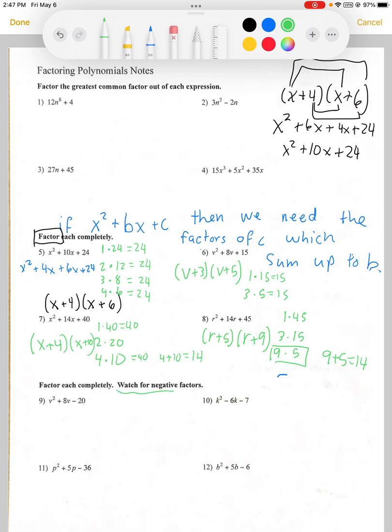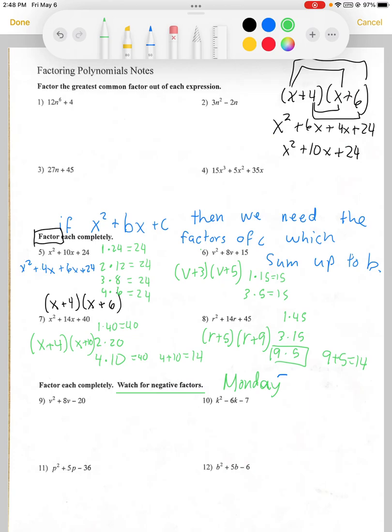Now, the ones down here at the bottom are basically the same. This is Monday's lesson. The only difference is now we have some negative numbers in play. v squared plus 8v minus 20. So now we're going to look for numbers that multiply to equal negative 20, but add to positive 8.